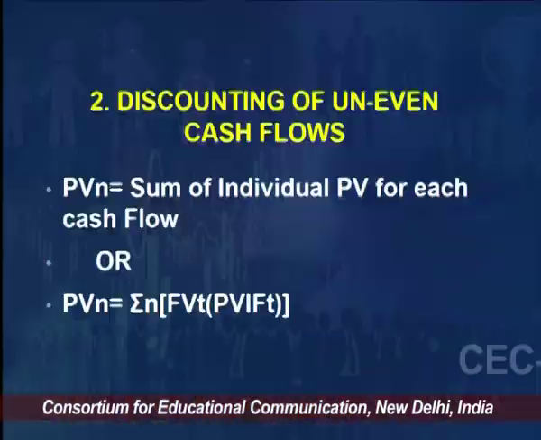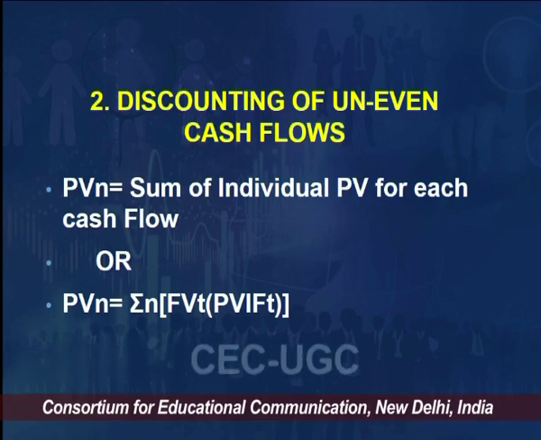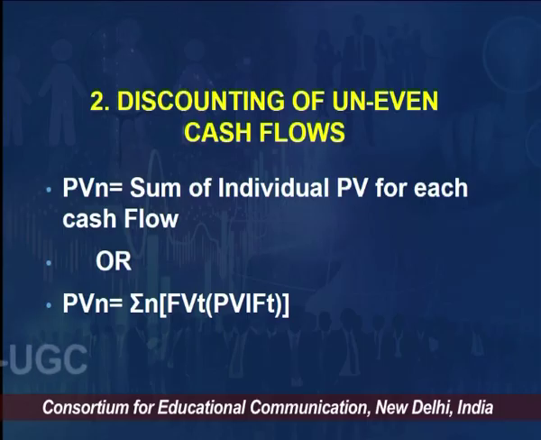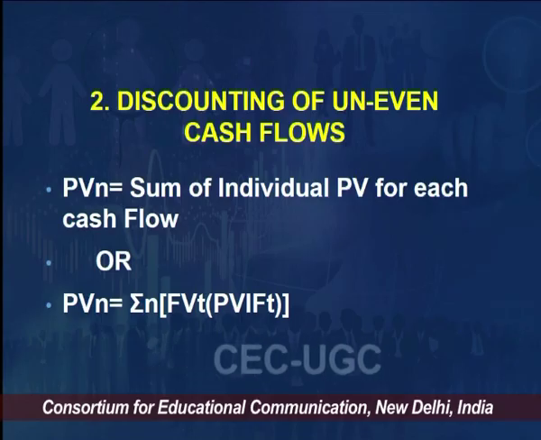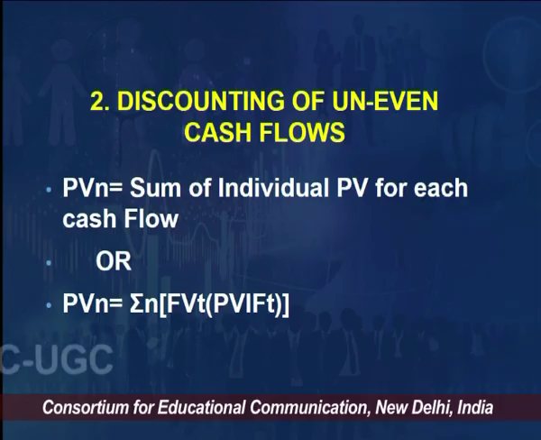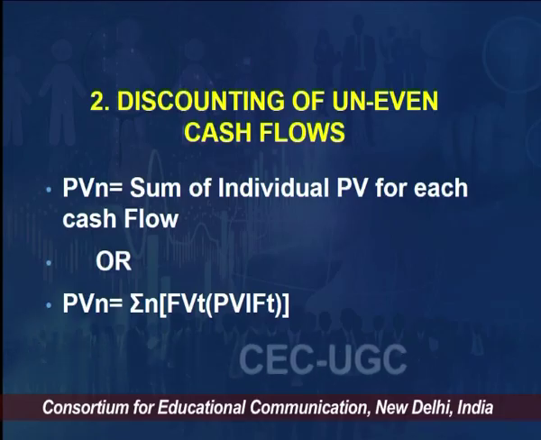So, the formula which we will be using here is: the present value for a given n, where n is the number of years, is equal to the sum of the individual present values for each cash flow. Or the other way round, we can write present value for given n is equal to summation of n, right? Sigma n is summation of n.